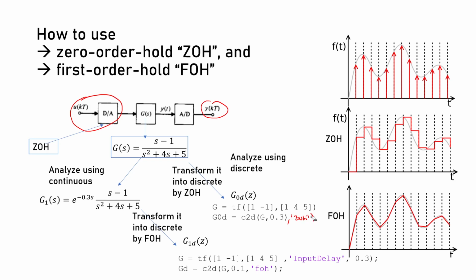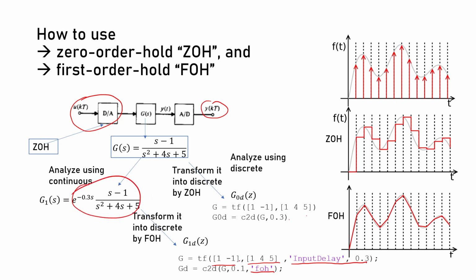And then if you use the continuous one but with delay like this, then you cannot use zero order hold again, otherwise you have double delay. So you can use first order hold method instead, right? So how? First you define the continuous transfer function, numerator here, denominator here, and you impose input delay. It means you are defining this transfer function.